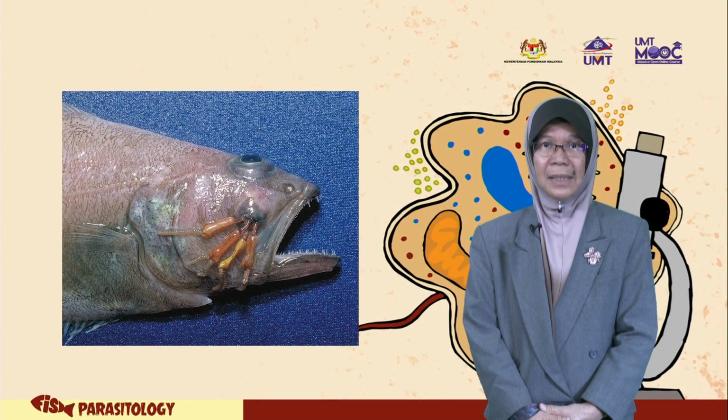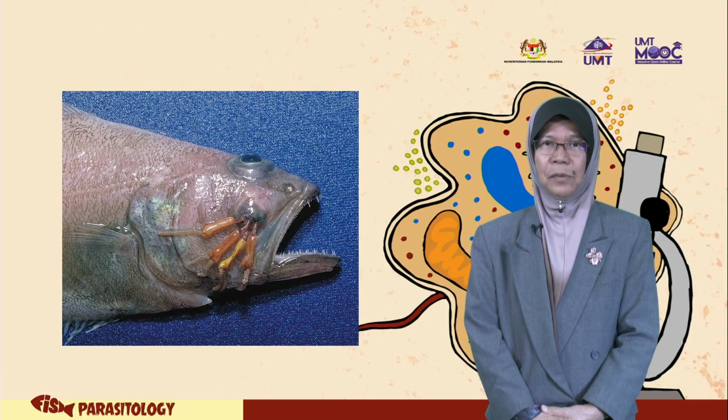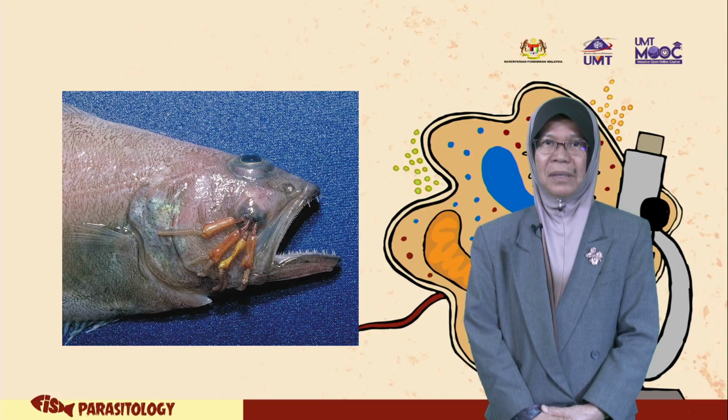Pollution has an effect on parasites, but some metals can be absorbed by the parasites. Hence, if you eat fish which has lots of parasites, possibility is that the fish has less metal pollution because the metal has been absorbed by the parasites.